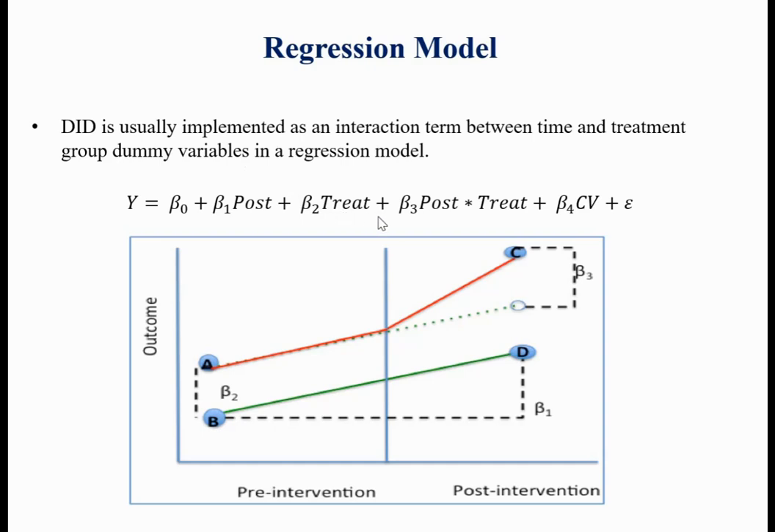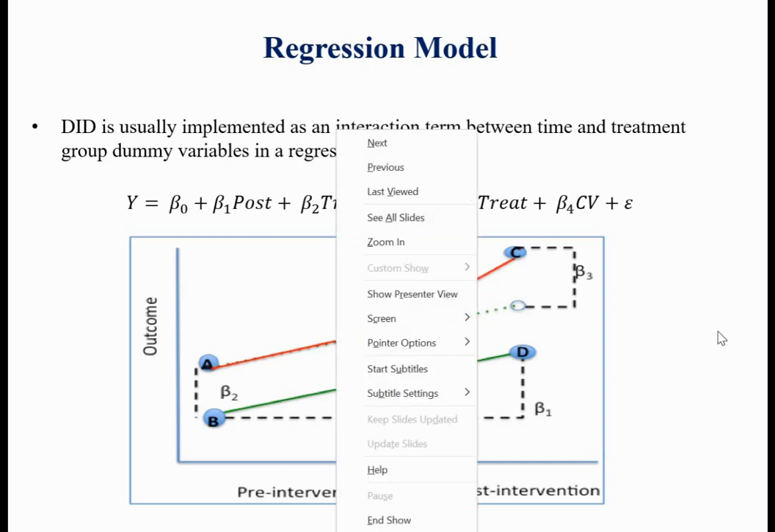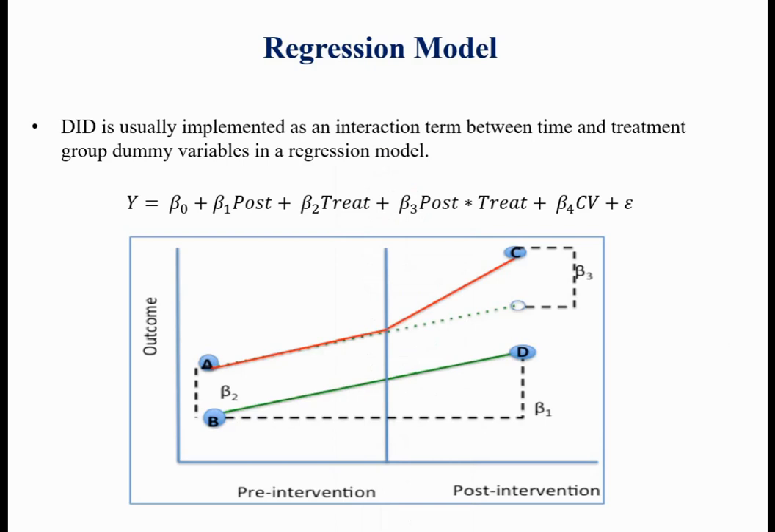So in this case, if a particular group received the treatment, it is assigned the value of 1, and if the group did not receive it, it is assigned a value of 0. And so we interact the post and treat dummies in order to get what? Our coefficient for the difference in difference. So this beta 3, the coefficient of the interaction between post and treat, gives us the actual difference in difference estimation. Okay, then we add our control variables and our error term.